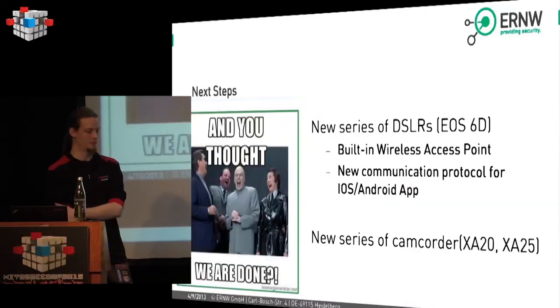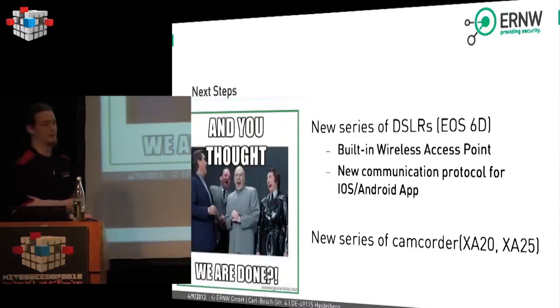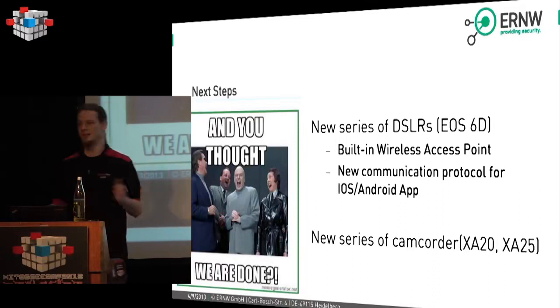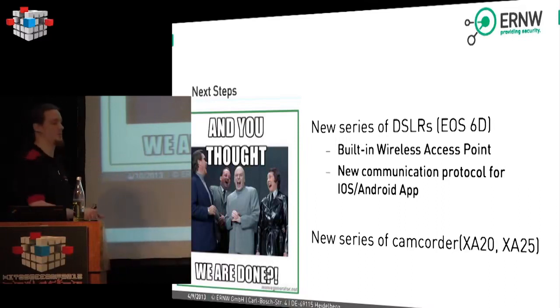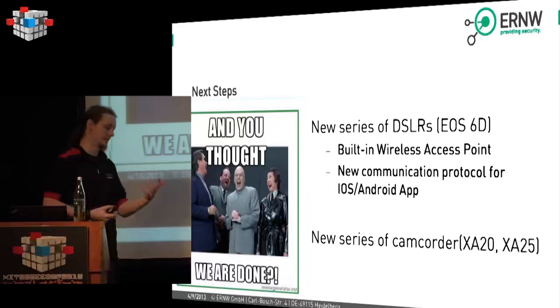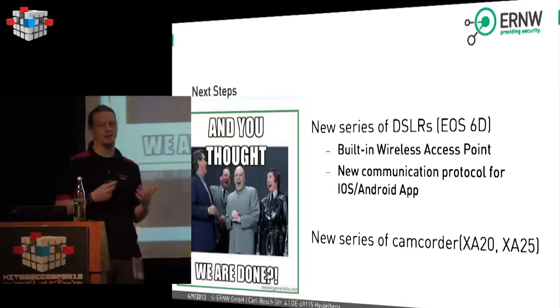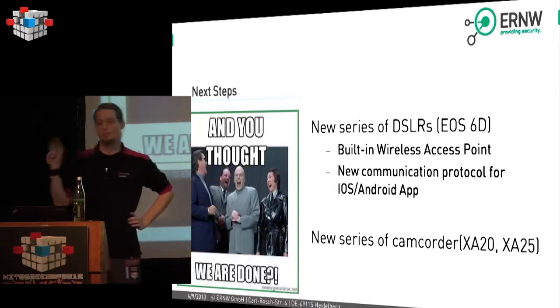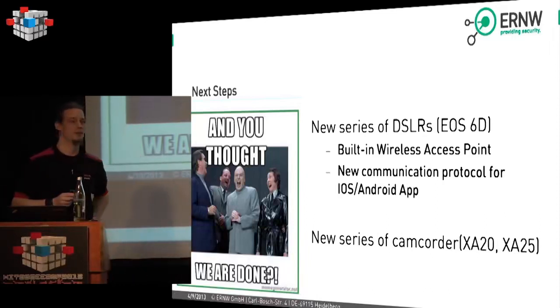Okay, so before I come to the end, let's see what the next steps are. Canon also recently released a new consumer-grade DSLR, the EOS 60. This also features a built-in wireless access point. So it even gets better. And this built-in access point is for your little nice iDevice or your Android device connecting to the camera via the built-in hotspot, and then doing some nasty stuff with some communication protocols I need to figure out.